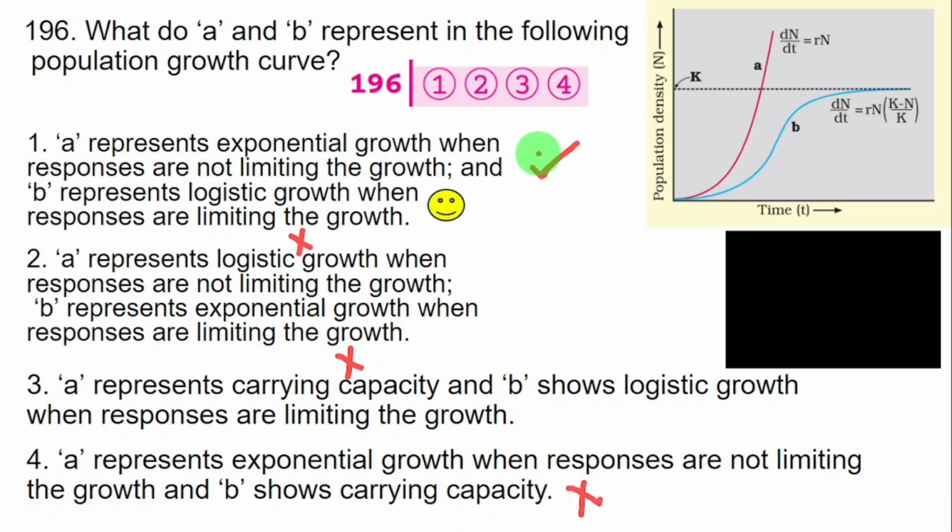Mark it on the OMR sheet. 196 is 1. The long statement questions require time. You read them carefully before marking your final answer on the OMR sheet.